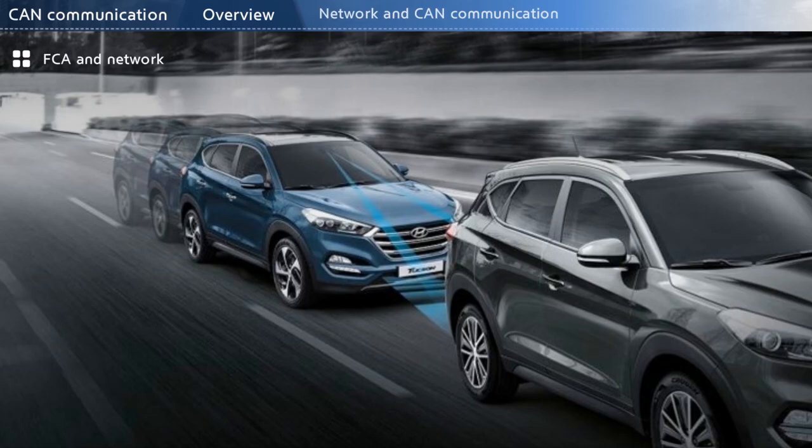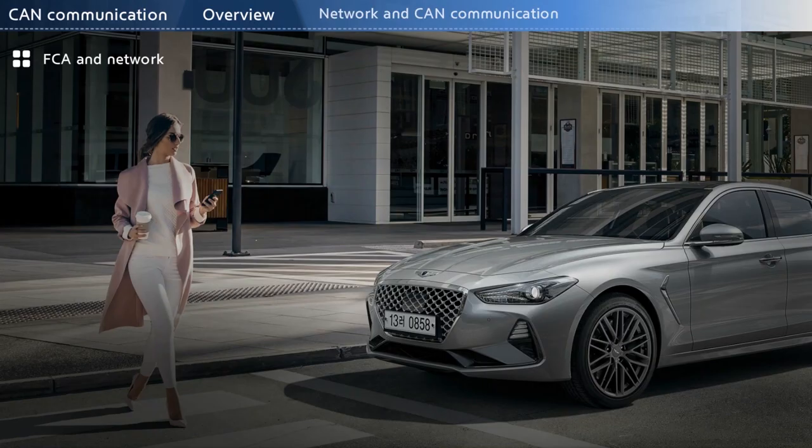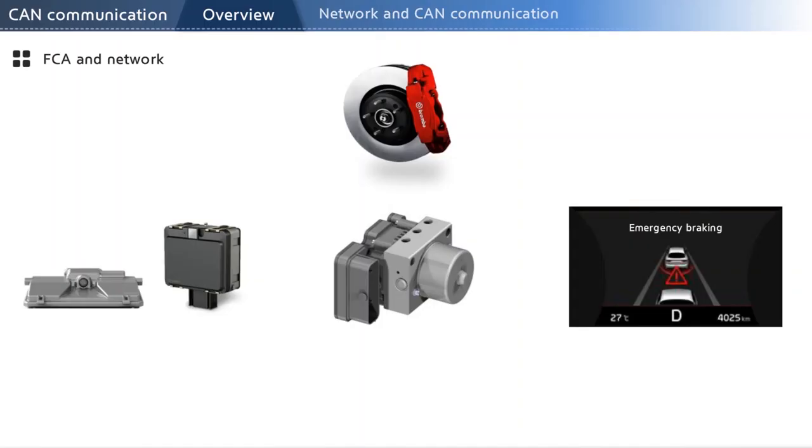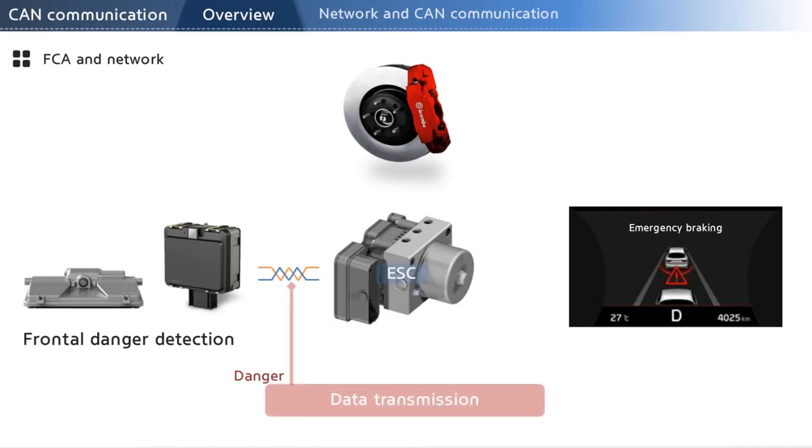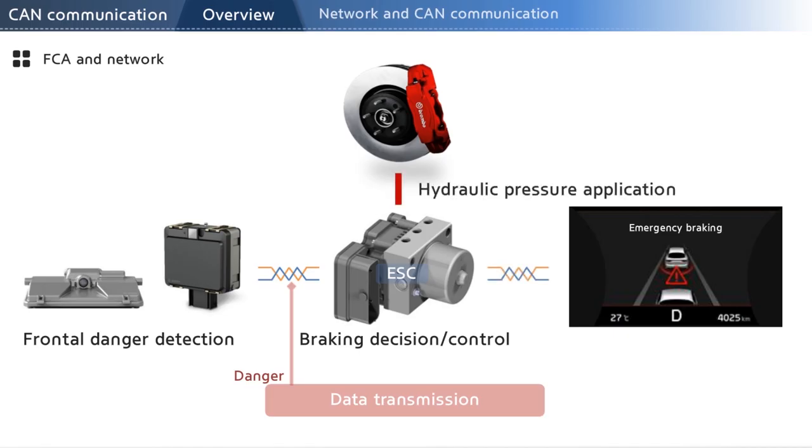Let's have a closer look into network and data communications using the example of FCA, short for Forward Collision Avoidance Assist. The camera and radar systems detect danger in front of the car, but they do not apply the braking force to avoid it. So, they use a network to communicate with the ESC module about the danger, and the ESC promptly applies hydraulic pressure to brake the car.